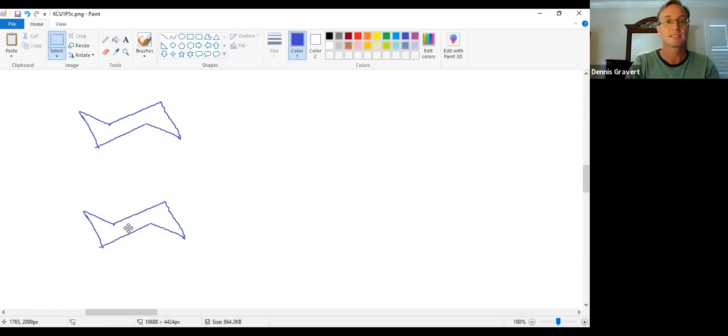All right, so I'm using Paint. That's available on any computer that's using Windows. It comes with Microsoft Windows.